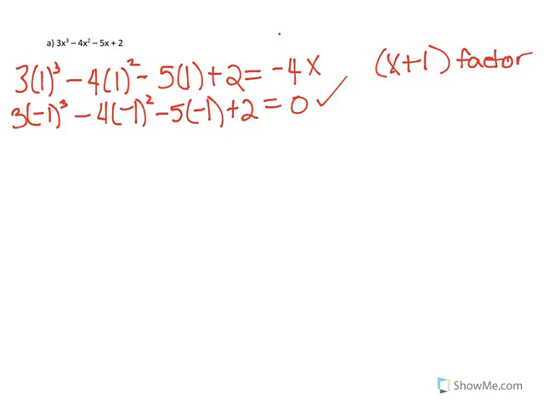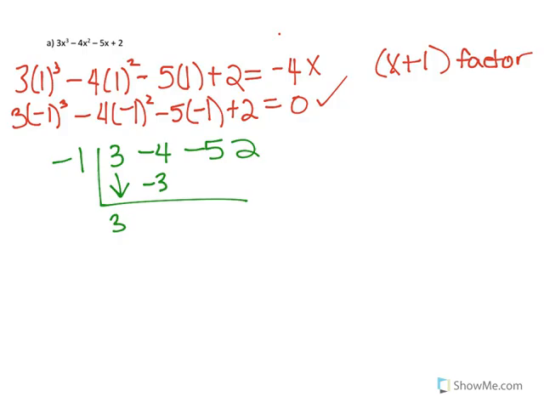We want to see what's left over when we divide out an x plus 1. So I'm going to synthetic divide. So we're going to plug a negative 1 in here. We've got a 3, negative 4, negative 5, 2. Bring down the 3. 3 times negative 1 is negative 3. Add those together to get negative 7. 7 times negative 1 is 7. Add those together to get 2. 2 times negative 1 is negative 2, and amazing! We got a 0. If you didn't, you did something wrong, so go back.